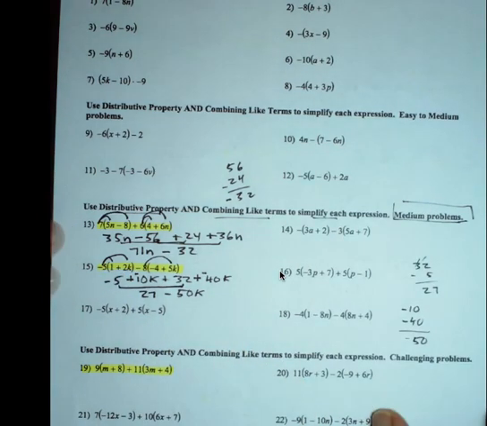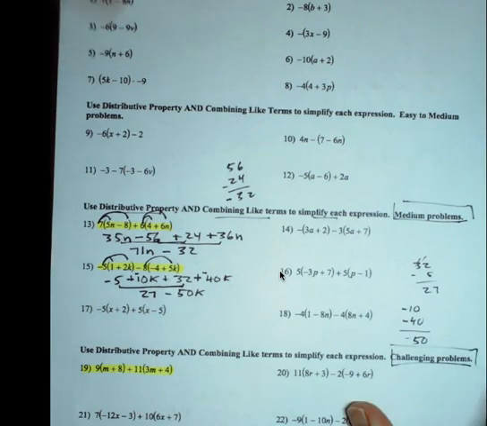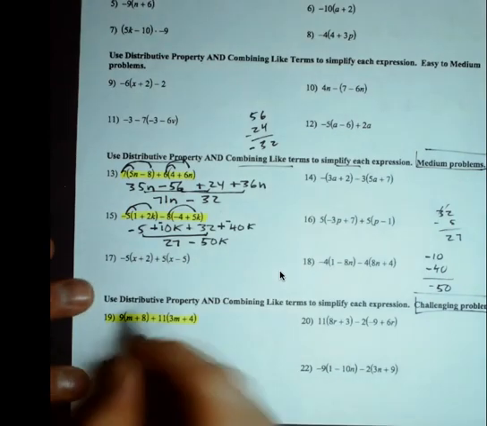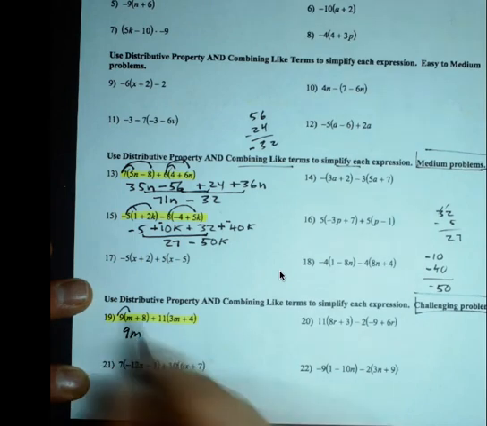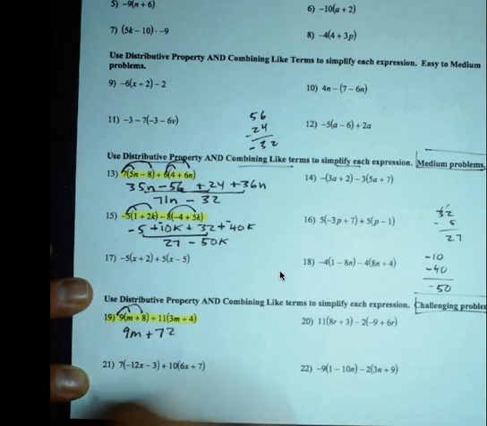All right, now we're going down into the super challenging problems. But we can do this. Same type of idea. All right, so I have 9 times m, that's pretty simple. That's 9m. I've got 9 times 8, and they're both positive, so that's a plus 72.